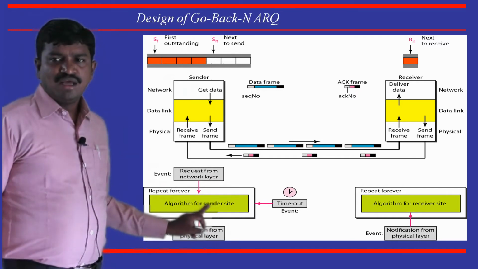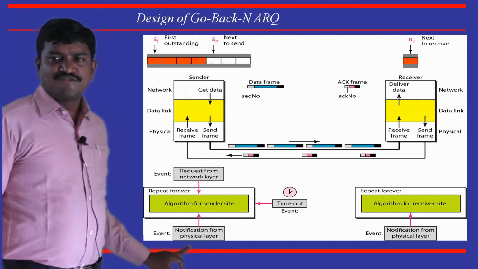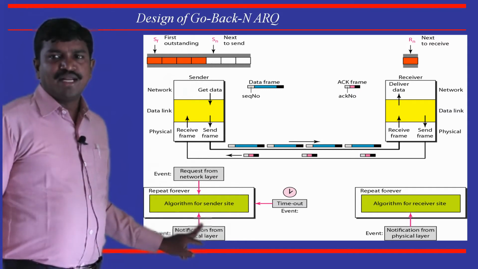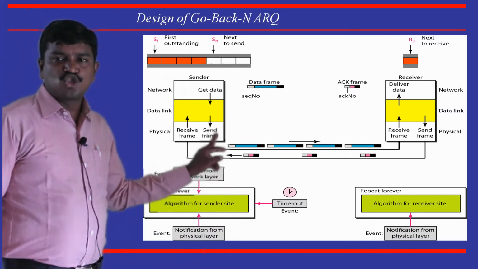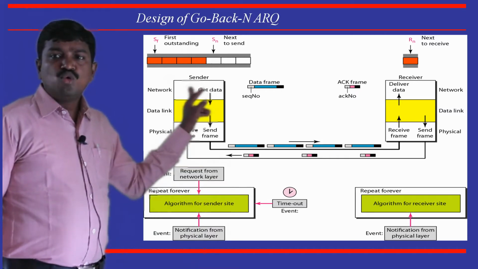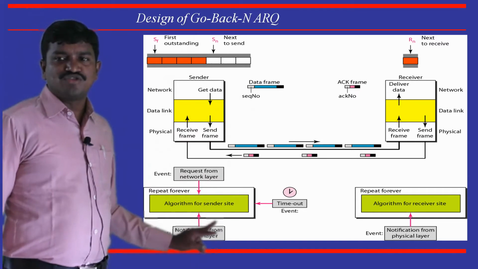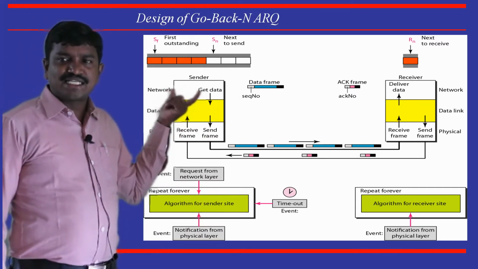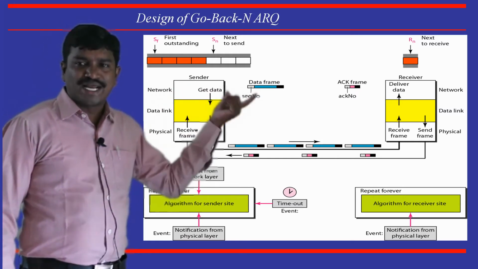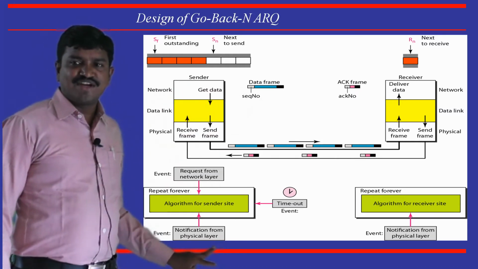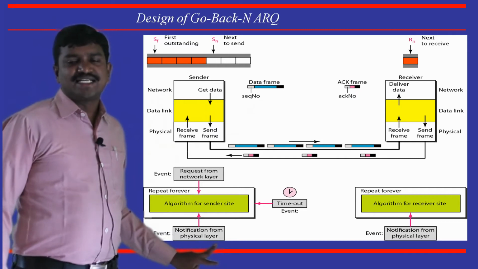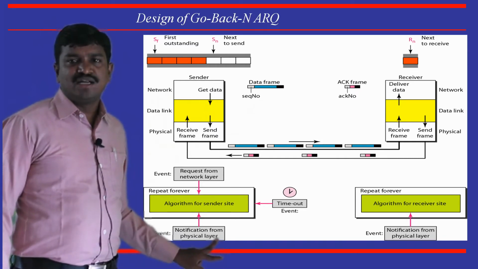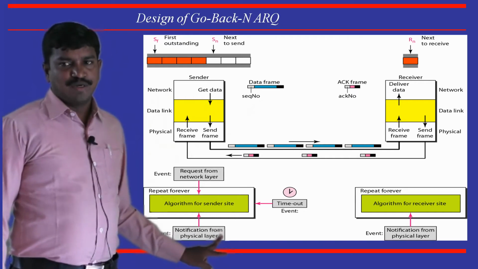Similarly, when we get an acknowledgement coming from the physical layer, the sender has to move the window, because we got an acknowledgement. When an acknowledgement is received, that entire sliding window has to be moved to the right side. So that is done when you get an acknowledgement from the other side. The physical layer will give you a notification saying that we have received one acknowledgement.